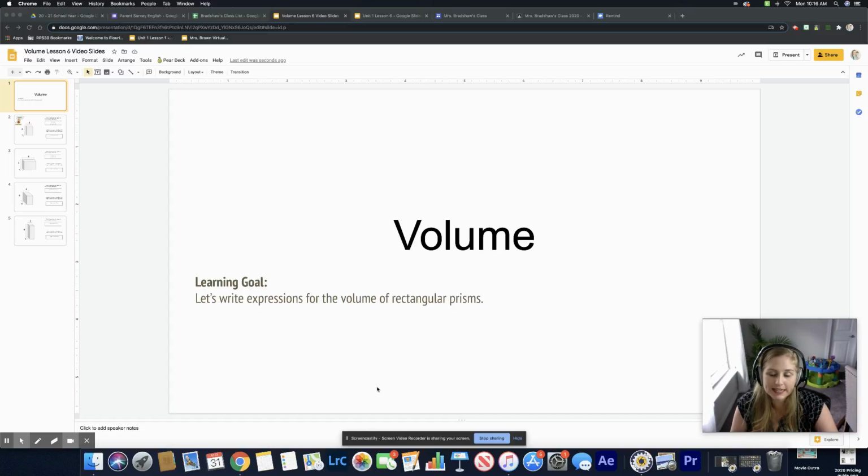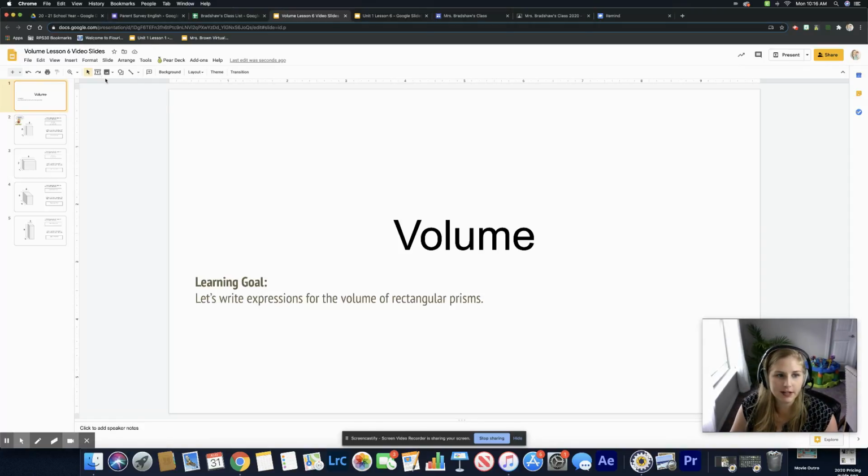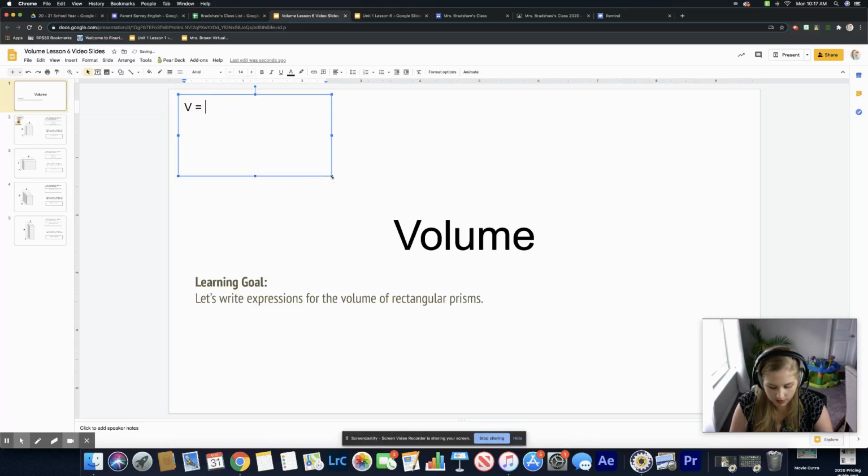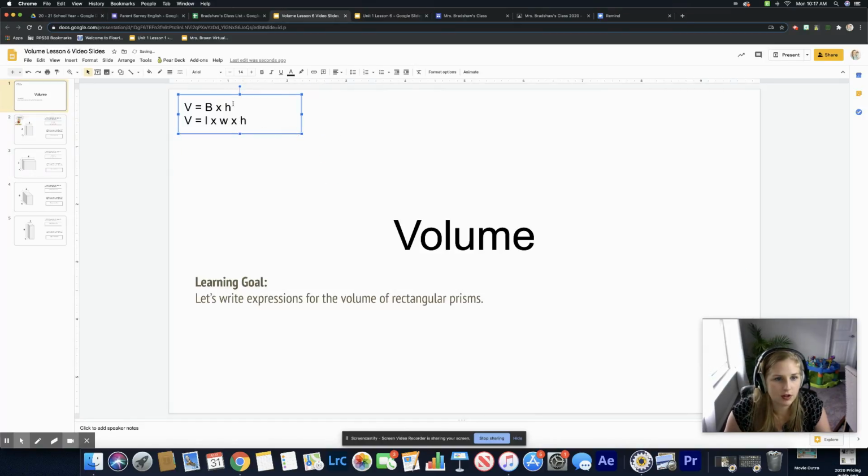Hi everyone, we are going to continue our learning on volume. So our learning goal is to write expressions for the volume of the rectangular prism. All we're doing today is just writing the expression. And if you remember, the different expressions that we use are volume equals base times height, and volume equals length times width times height. So these are the expressions that we're going to use over and over today.